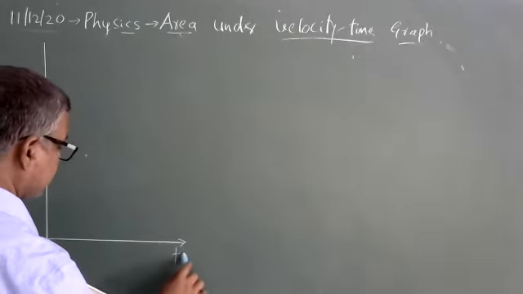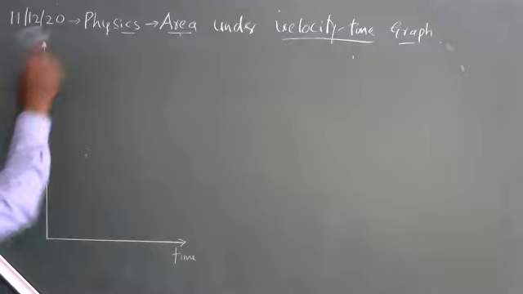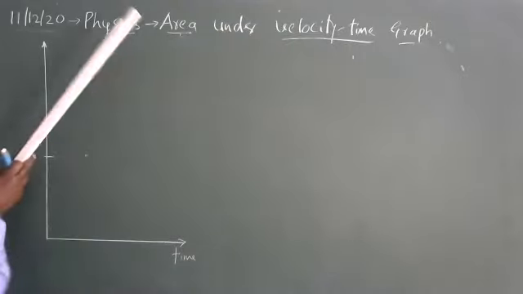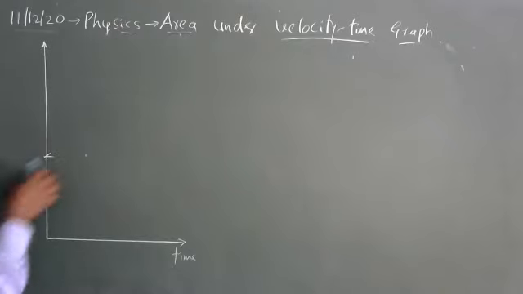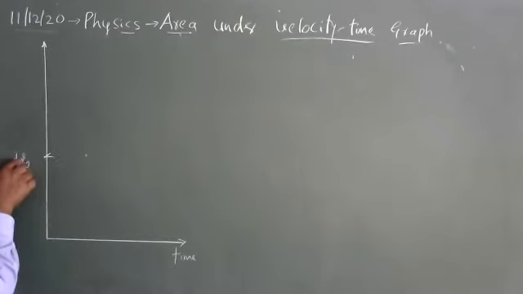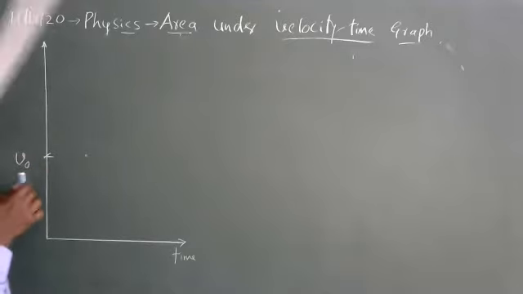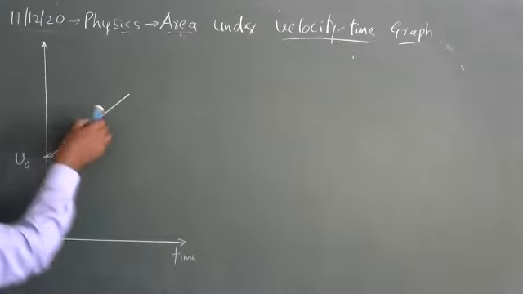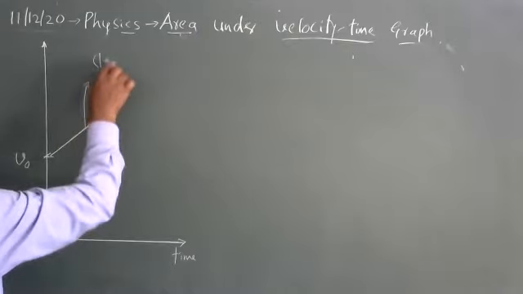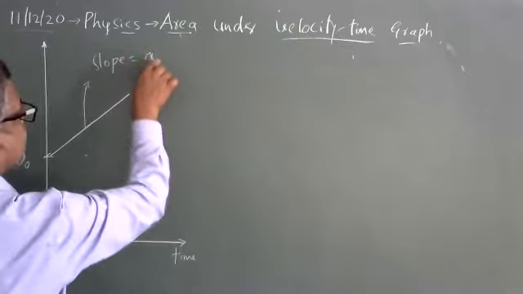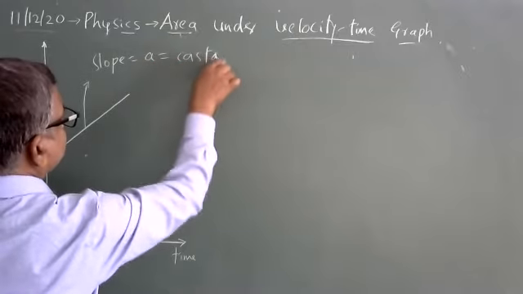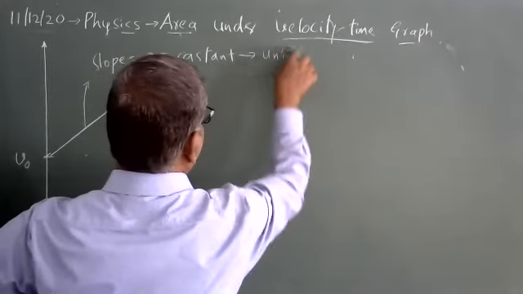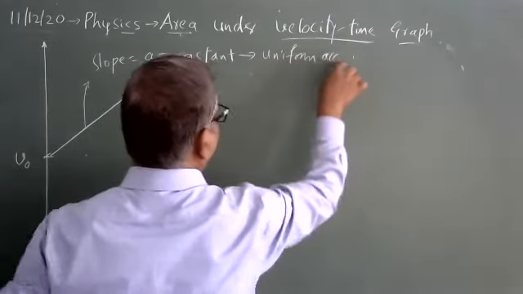This is the time axis. This is your velocity axis. Think the object has an initial velocity here. It starts moving from here. Its initial velocity, you take it as V0. What is V0? V is velocity, naught stands for initial velocity. It starts moving. What is this? The slope of this line is acceleration, which is going to be constant. Hence it is called uniform acceleration.